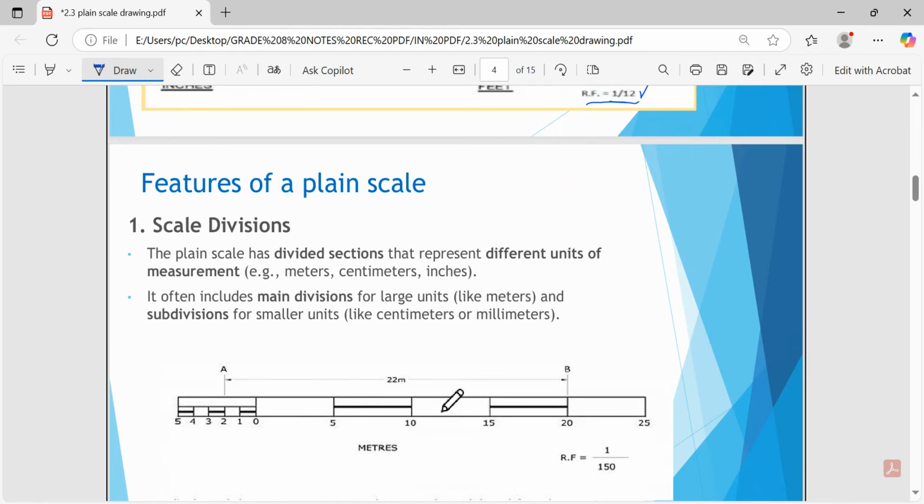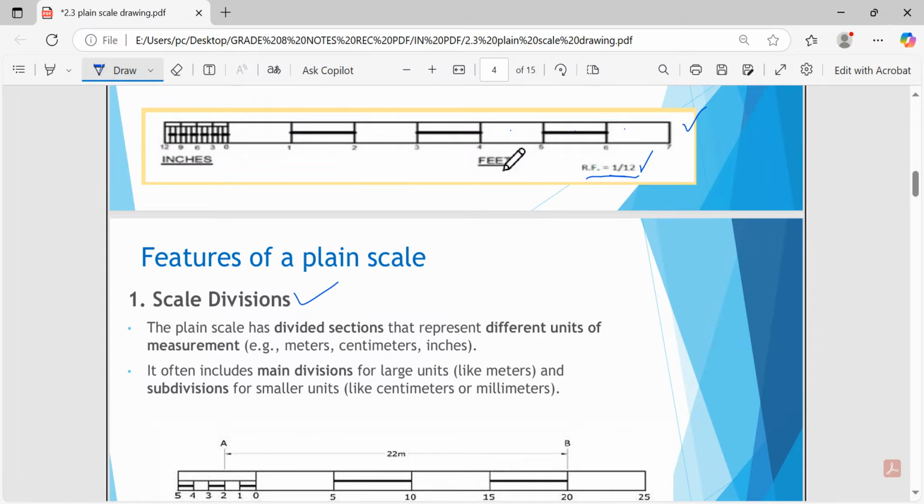Now, for example, if you look at this plane scale from this point, you'll notice that it has scale divisions. What are scale divisions? The plane scale has been divided into sections that represent different units of measurement, for example, meters, centimeters, and inches. If you look at this one on top, it has scale divisions of feet, and from this point it has scale divisions of inches. You cannot have a plane scale that has meters on this side and inches on this side. No, feet work with inches.